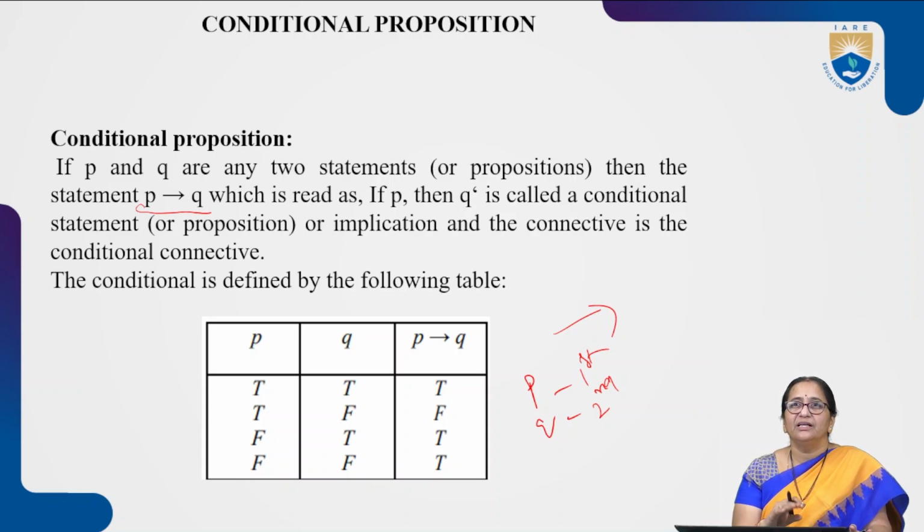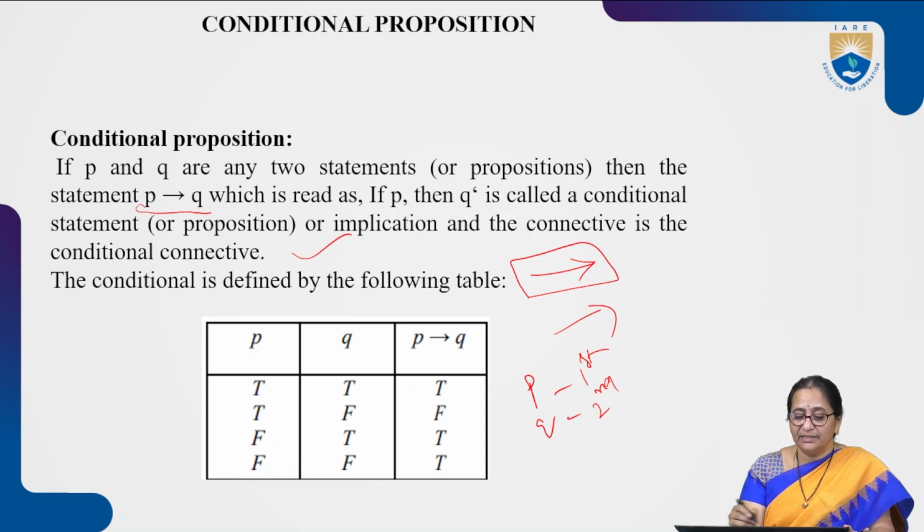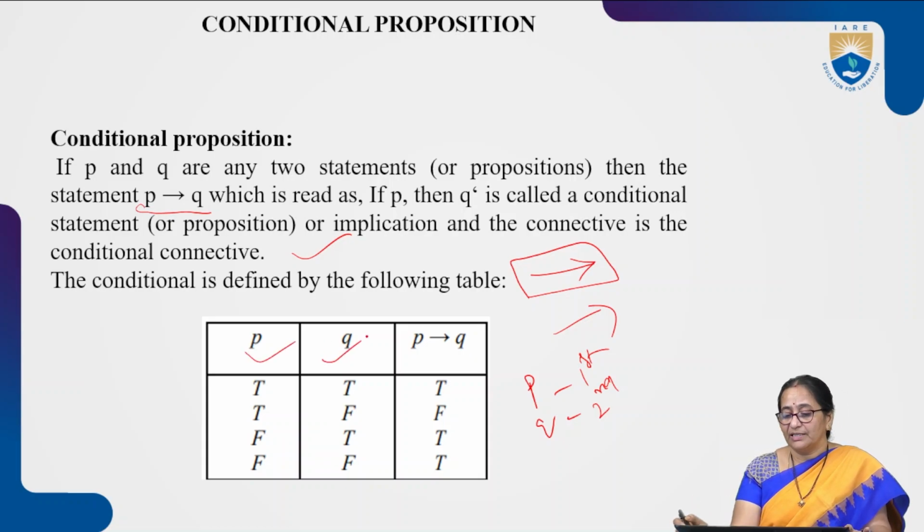If P is possible, then Q is also possible. We are having some condition. That is the conditional statement, or the implication, and the connective is the conditional connective. Here the connective is just one arrow. The conditional statement we define by using the following truth table. Here we have the statements P and Q, only two statements, so 2 power n combinations.